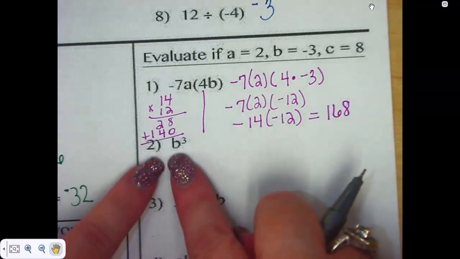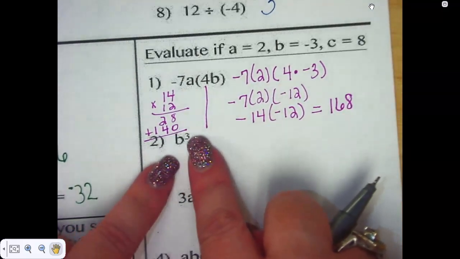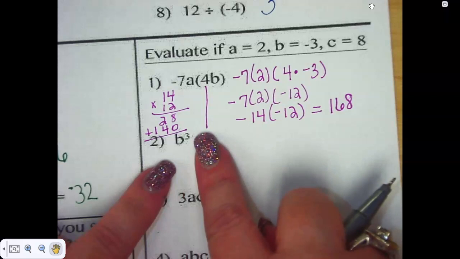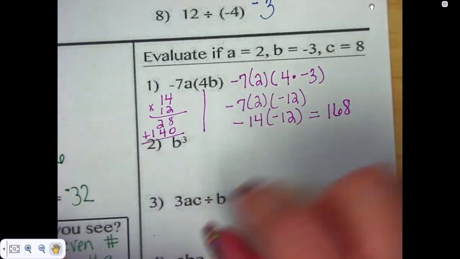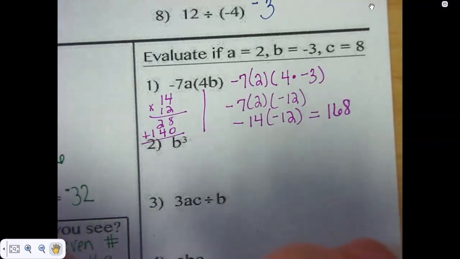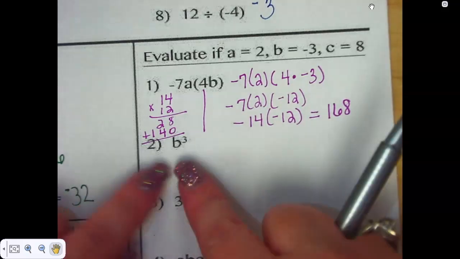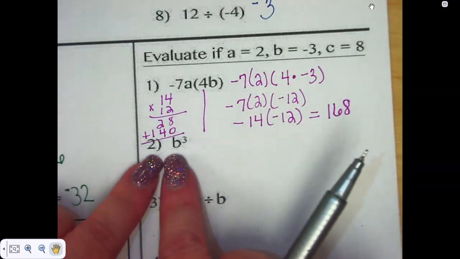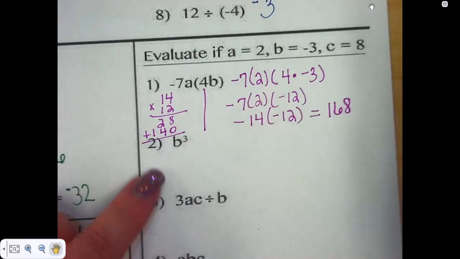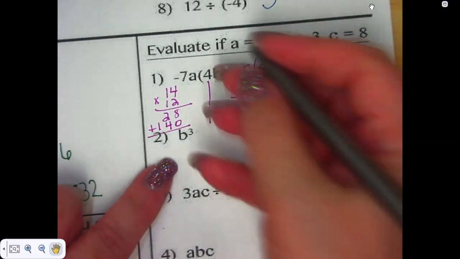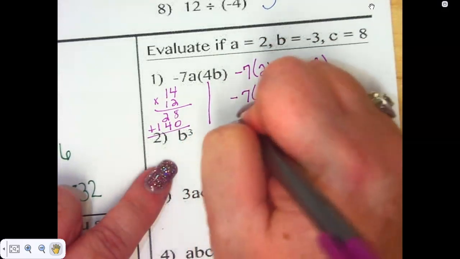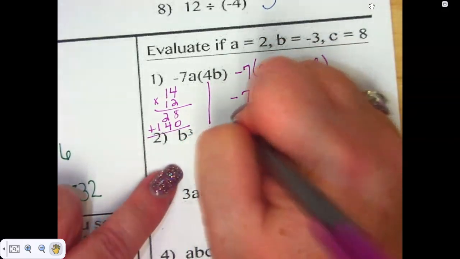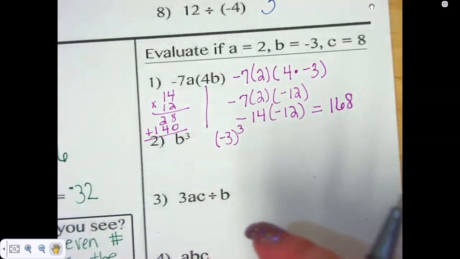All right, let's look at this. B to the third power, B cubed. And so what does to the third power mean? What does cubed mean? Does it mean multiply something by 3? No, remember this 3 means to multiply the base by itself 3 times. And so B is -3. So we're going to call that -3 to the third power. And let's put that in parentheses, -3 to the third power.